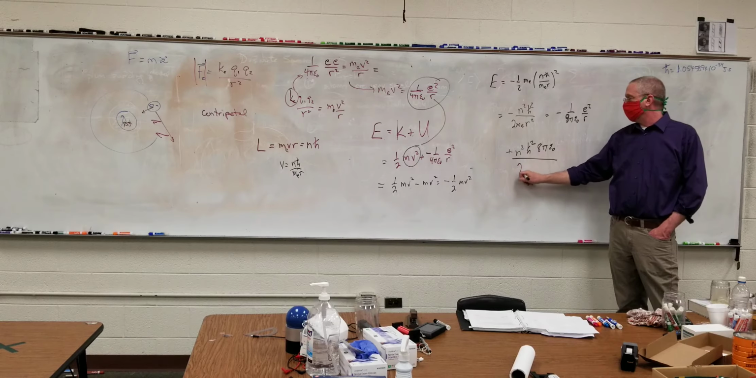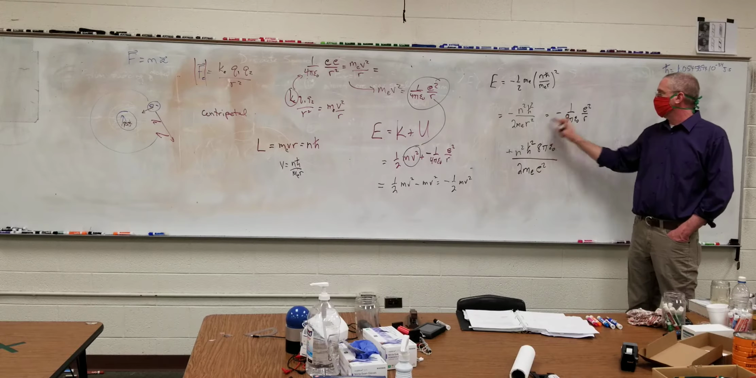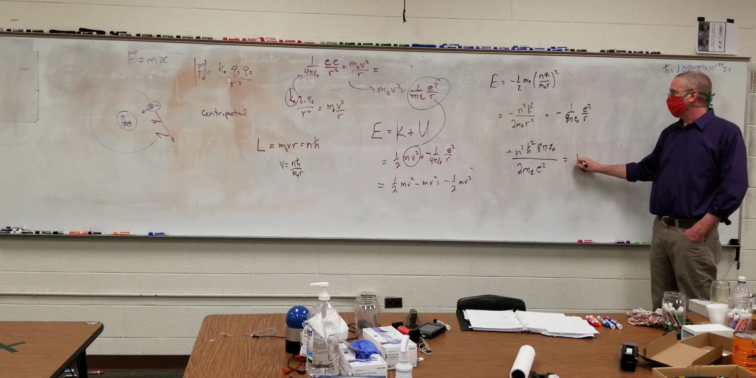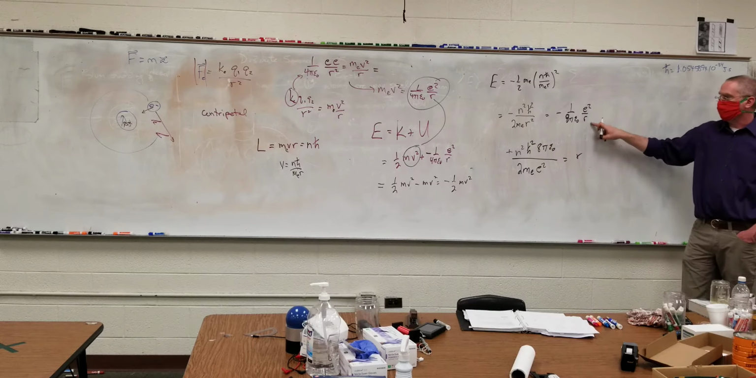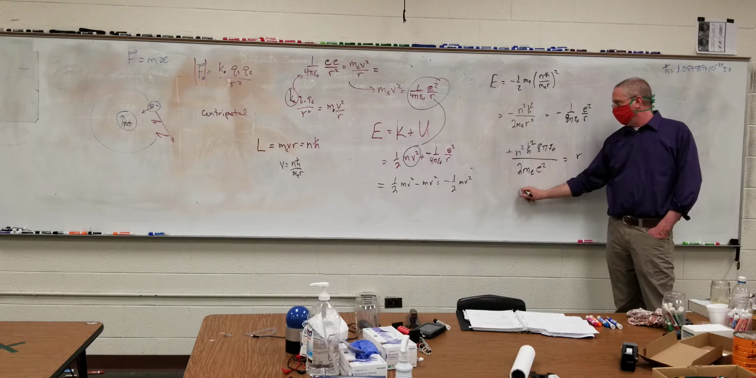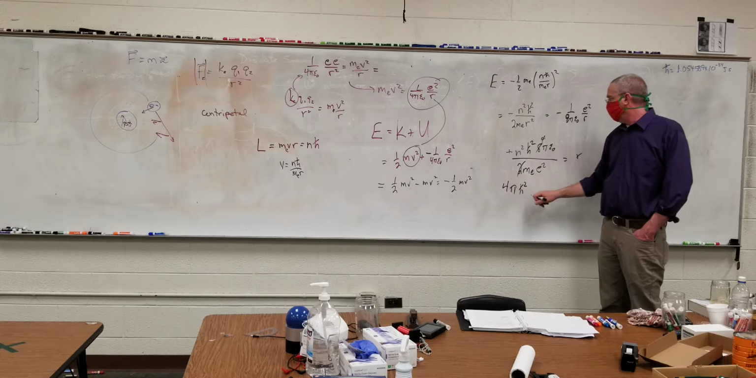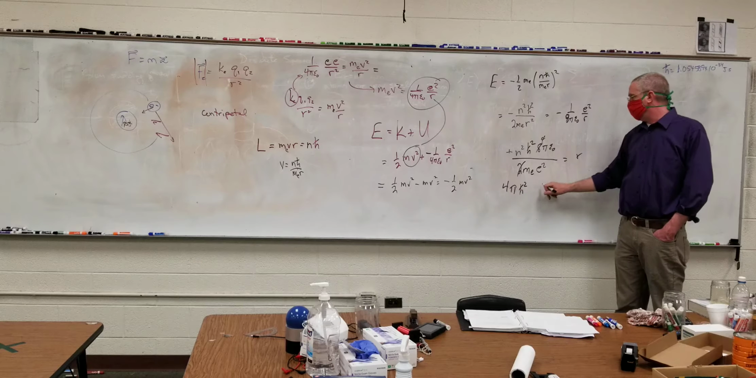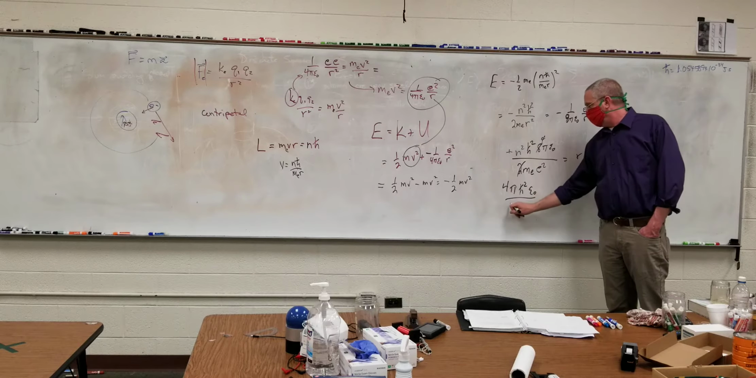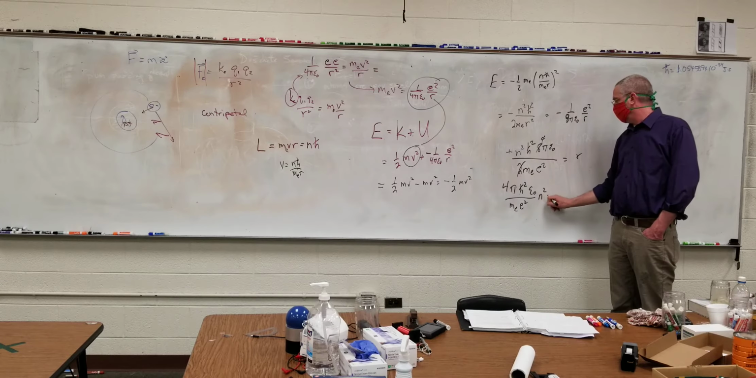And over on the left here, I got on the bottom 2 times the mass of the electron times e squared, bringing this down. And that's equal to r. Multiply both sides by r squared, and one of the r's cancels out. Writing this slightly differently, h bar squared, so I have 4 pi h bar squared epsilon sub naught over mass of the electron times e squared times n squared is equal to r.